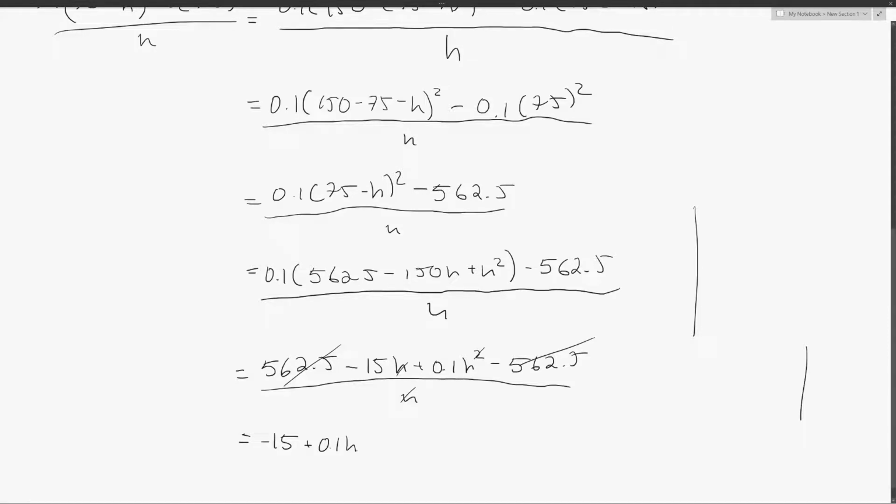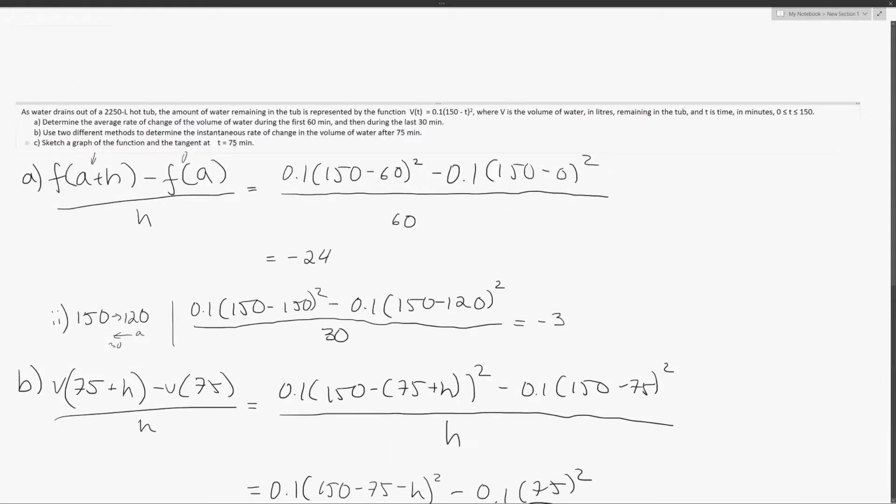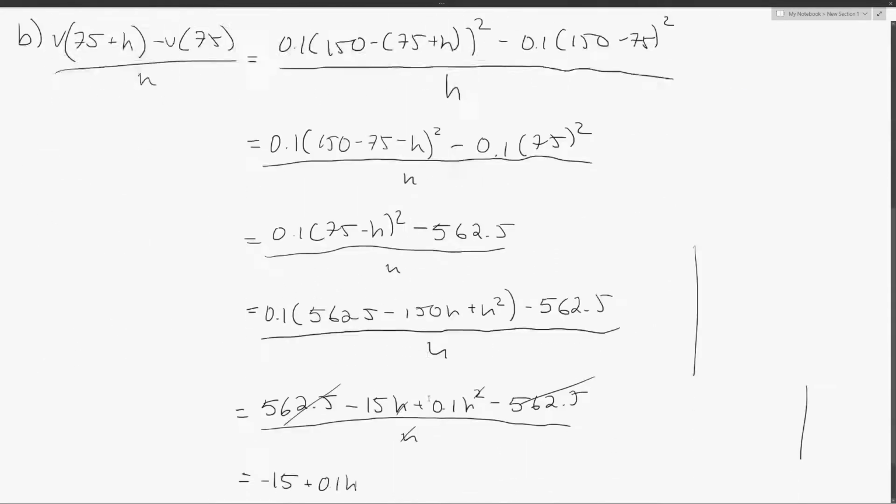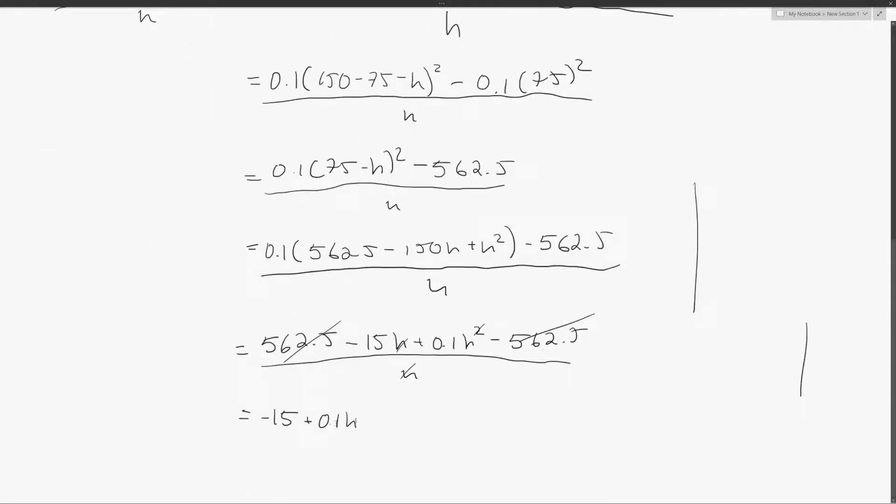So again, since our question was asking for the instantaneous rate of change, we can actually say that over here, h is equal to 0. We can finally do this because we've actually canceled out the h that was in the denominator. And so in doing that, our final answer would be negative 15 liters per minute.